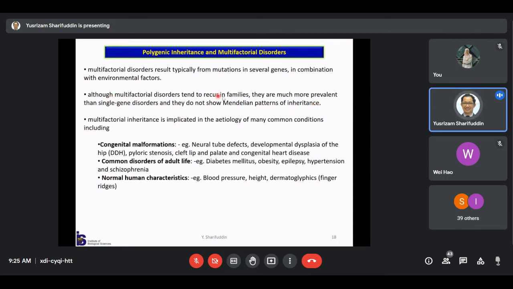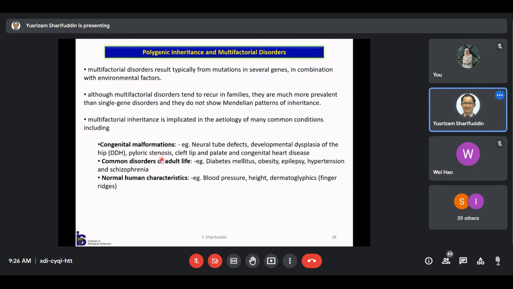Although multifactorial disorders tend to recur in families, they are much more prevalent than single gene disorders. And the difficulty is that they do not show Mendelian patterns of inheritance. So you cannot really pinpoint one single gene. With a lot of monogenic disorders, you can pinpoint just one single gene. But with multifactorial disorders, you can't really pinpoint which particular gene. Multifactorial inheritance is implicated in the etiology of common conditions. Examples are congenital malformations, common disorders of adult life, and normal human characteristics.